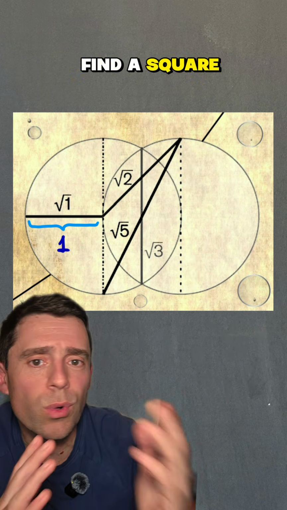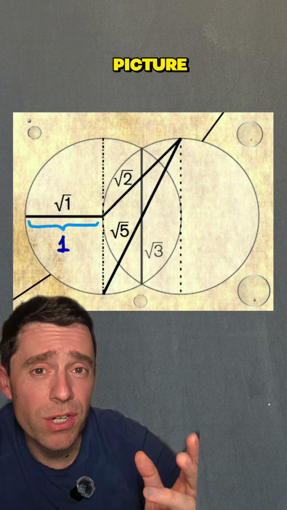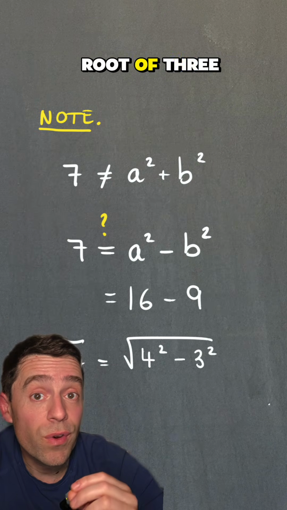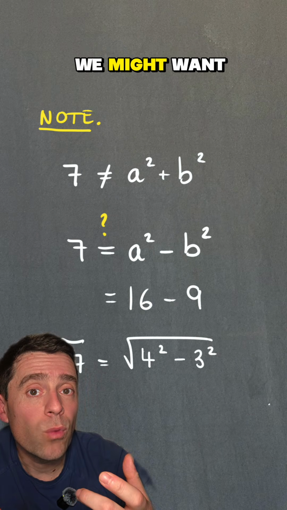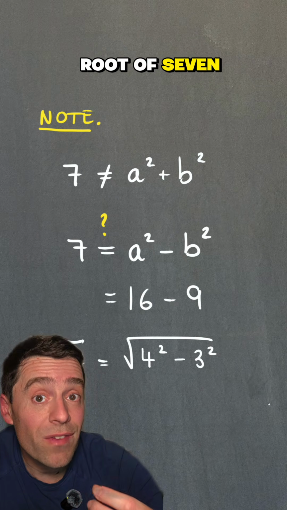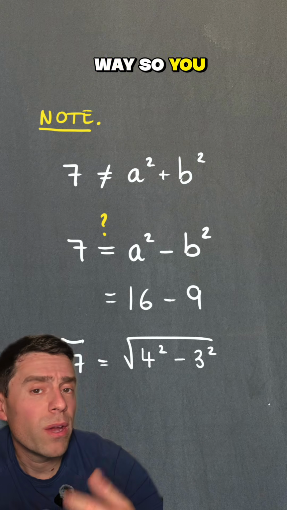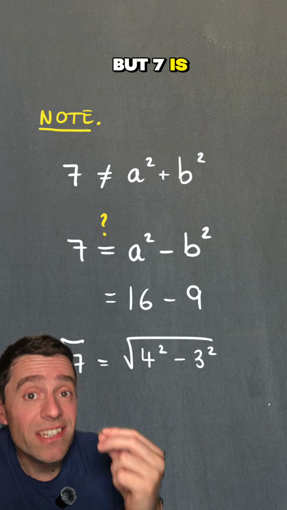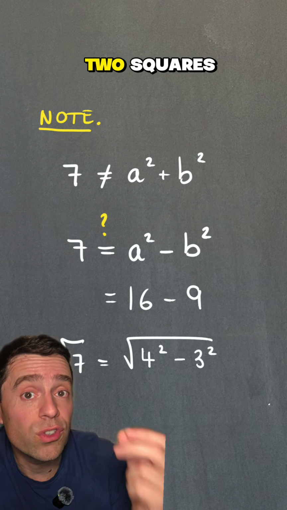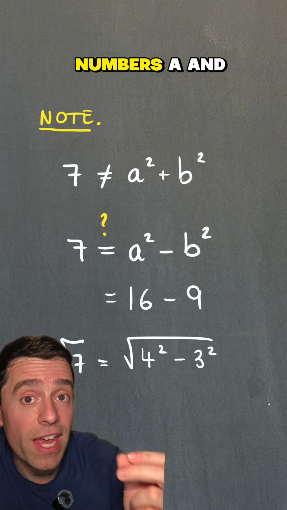Now, can you find a square root of 7 anywhere in this picture? Since we have found a square root of 3, a square root of 2, a square root of 5, playing with Pythagoras' theorem, we might want to try to find a square root of 7 in the same way. So you might want to, for example, try to find 7 as a hypotenuse, but 7 is not equal to the sum of two squares for any rational numbers a and b.